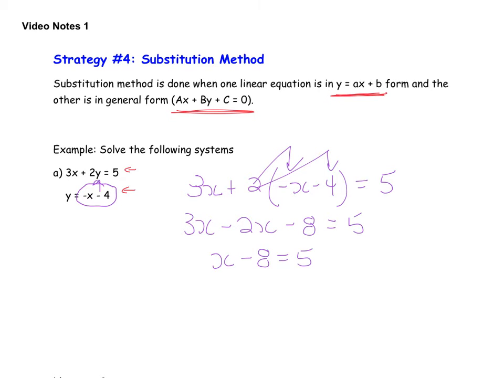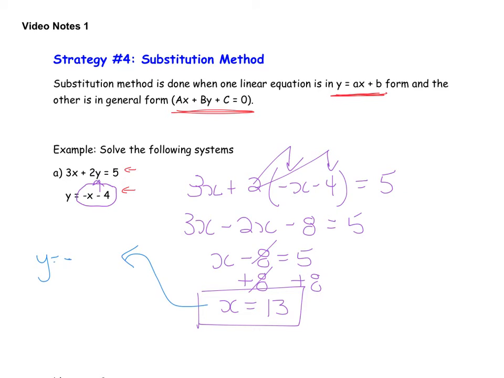Now we want the x all by himself, so we need to move the 8 across the equal sign, which means that we add it to each side. So x is equal to 5 plus 8, which is 13. So that's my x value, but I'm not done. I need to find the y. So you can pick any equation you want, but the easiest one would probably take the function form. So y is equal to negative (13), because we put the bracket there because we're subbing in for x. Negative 13 minus 4. So y is equal to negative 17.